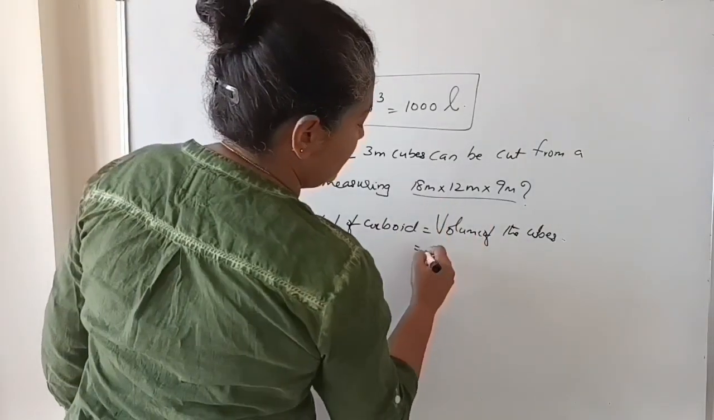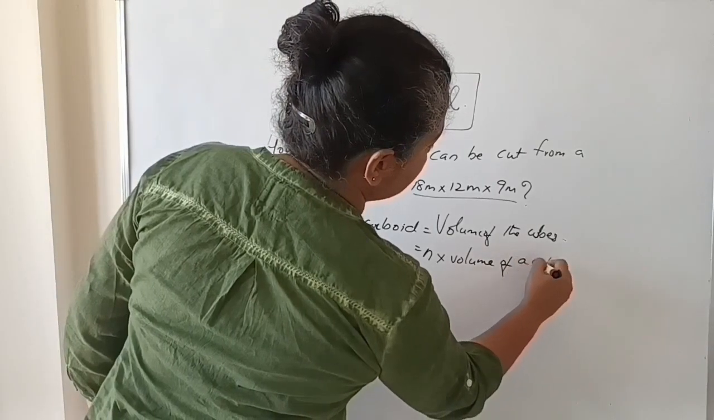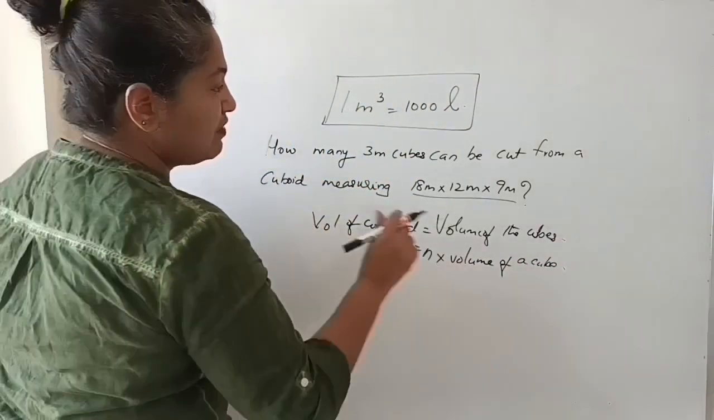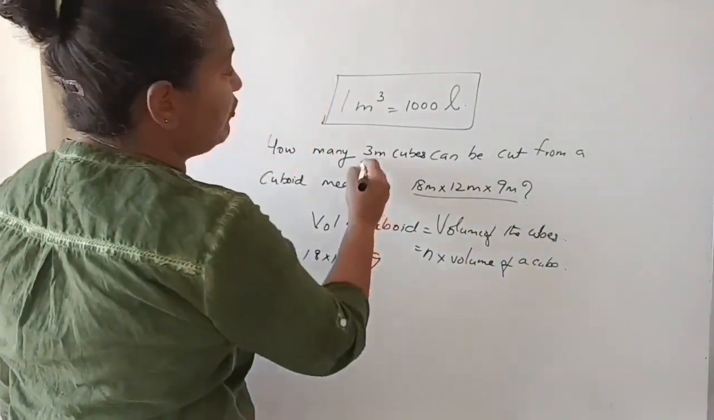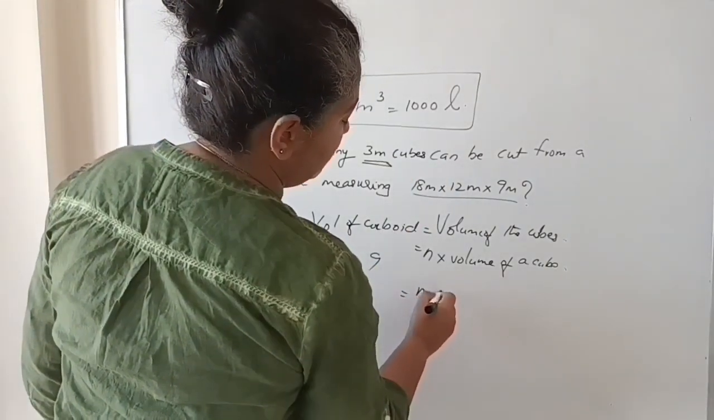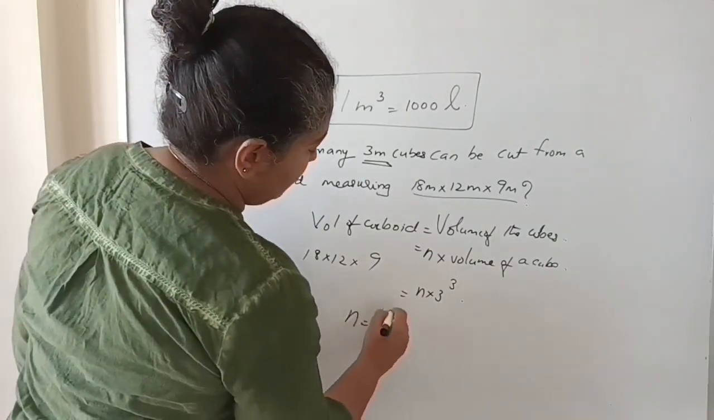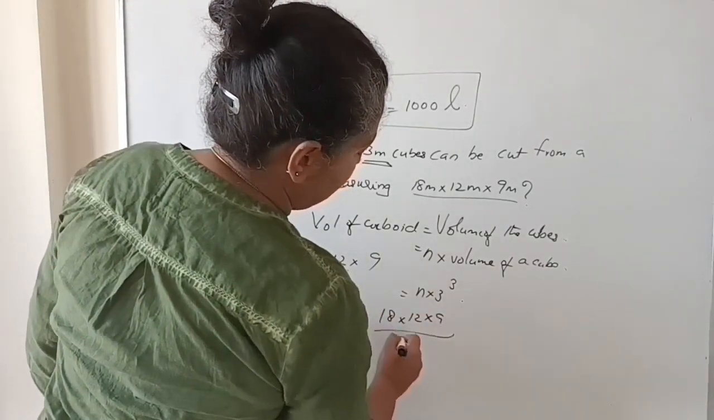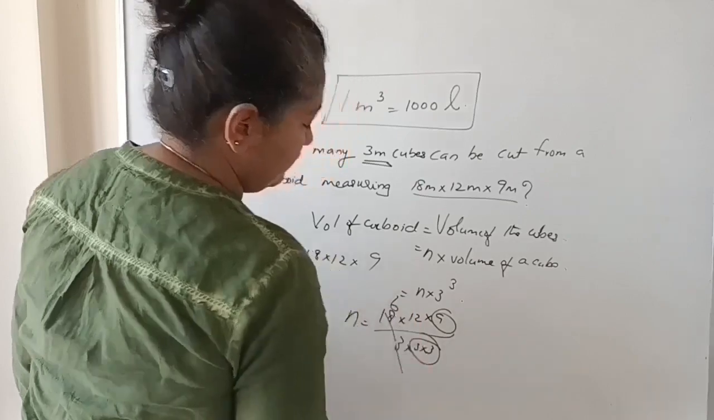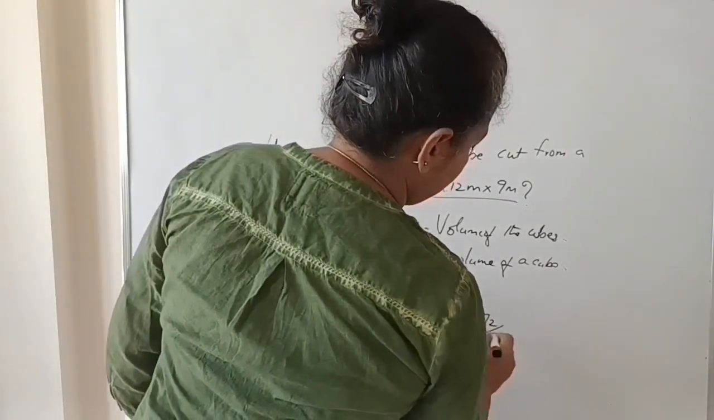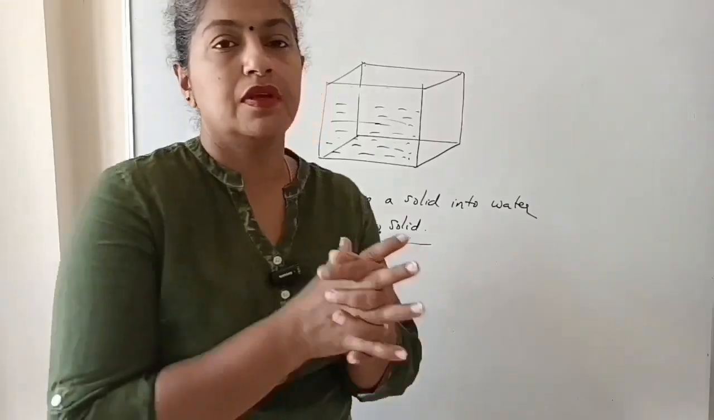Okay, we don't know how many cubes there are. Let there be n cubes. What is the volume of a cuboid? It is 18 into 12 into 9. And what is the volume of a 3 meter cube? It is n into 3 cube, which is 3 into 3 into 3. So I get the value of n as 18 into 12 into 9 divided by 3 into 3 into 3. So what do I get? I get 72. So I will get 72 cubes from this particular cuboid.